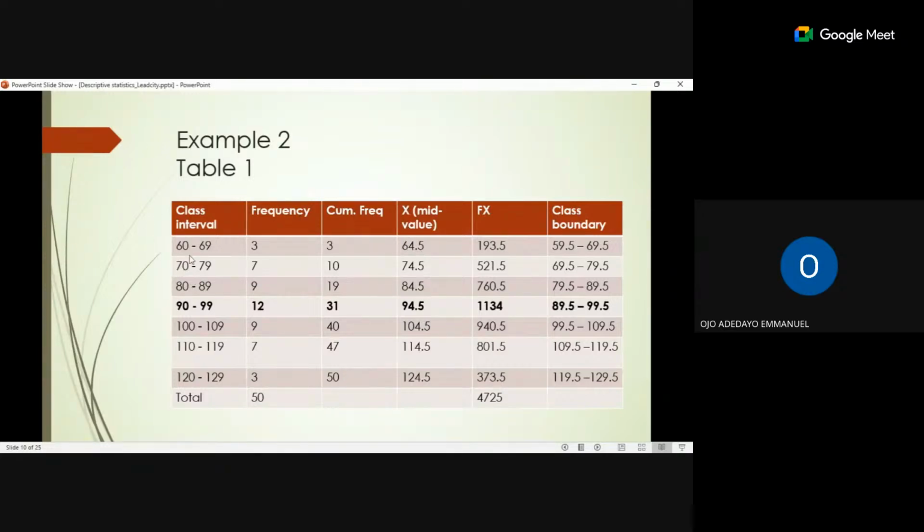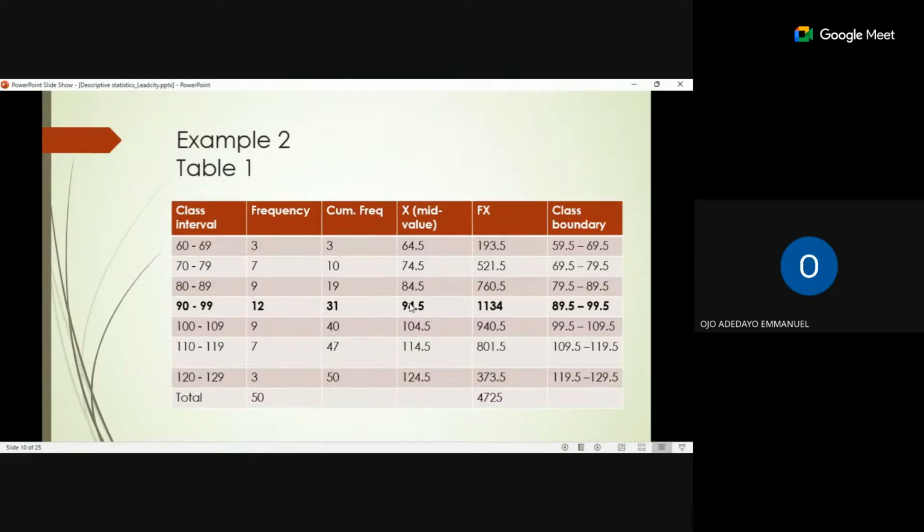The next one is 70 plus 79 divided by 2. We are going to have 74.5. The next one is 80 plus 89 divided by 2. We are going to have 84.5. The next one is 90 plus 99 divided by 2. We are going to have 94.5.